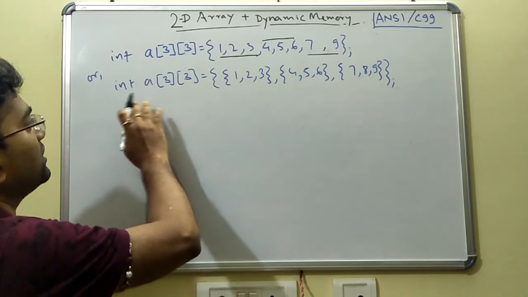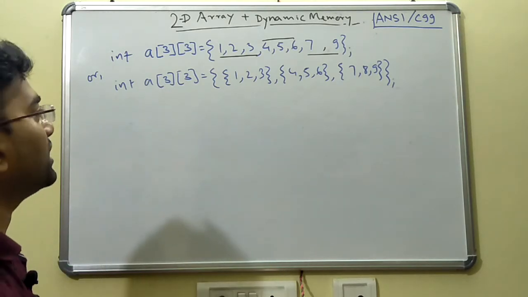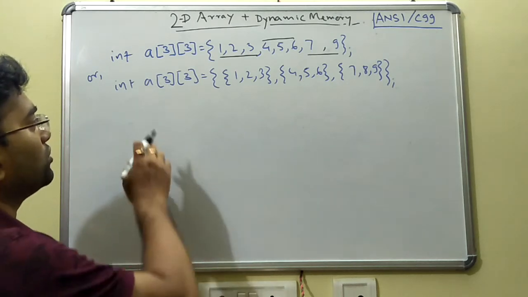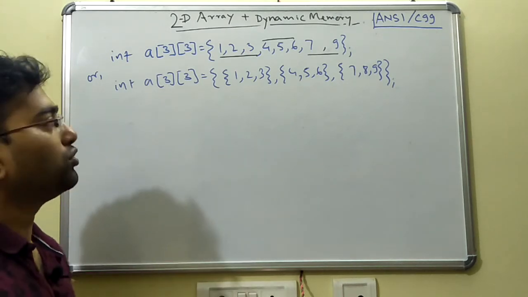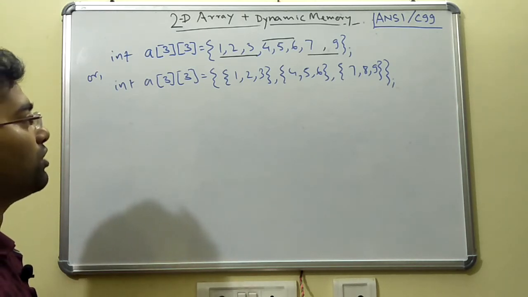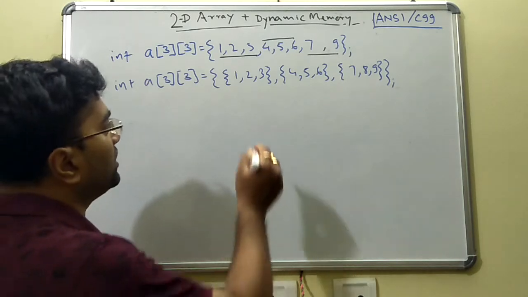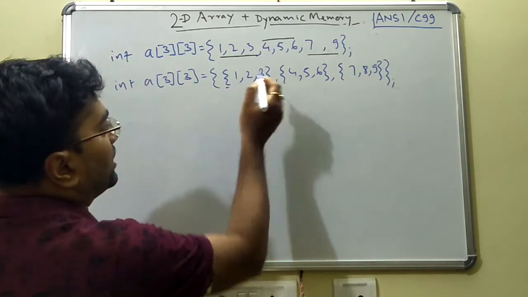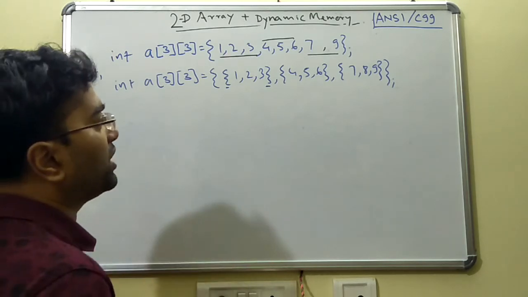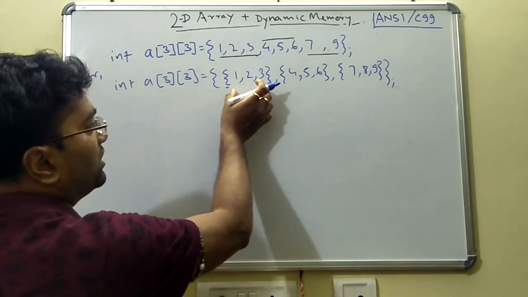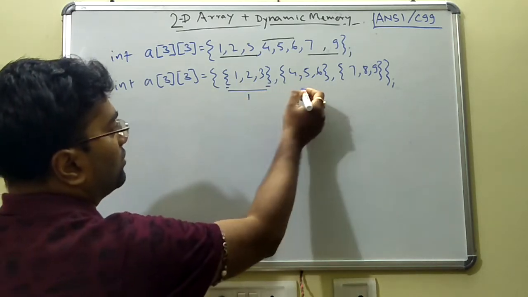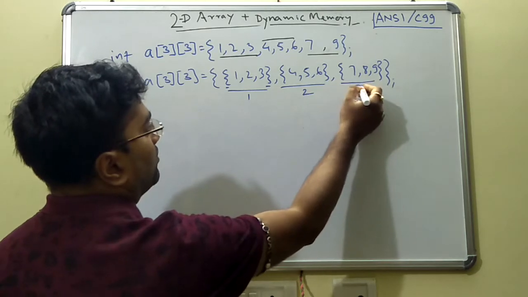Similarly, if you go for the second syntax form of integer 2D array declaration and initialization, 3 cross 3 again tells the compiler to create a 2D array of 3 rows and 3 columns, but in this case you are using another curly brace to instruct the compiler to take the content within the second brace as the first row. So this will be the first row, this will be the second row, and this will be the third row.